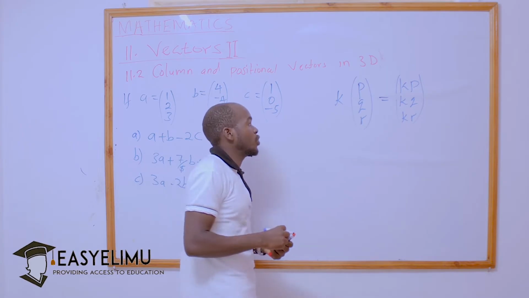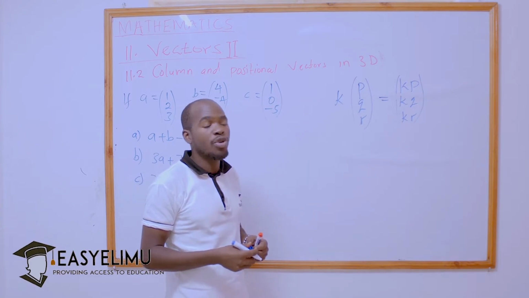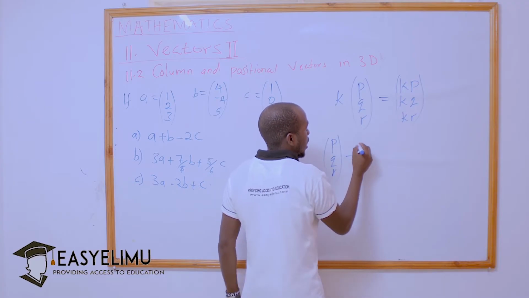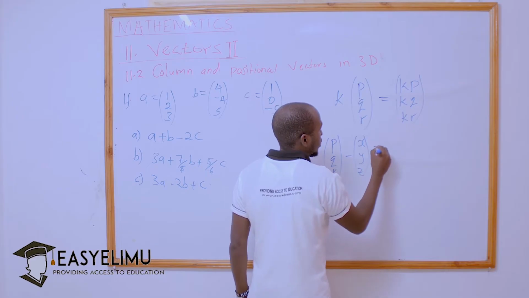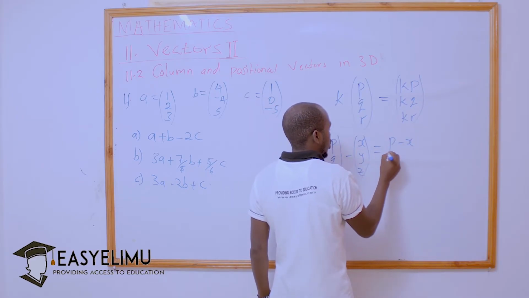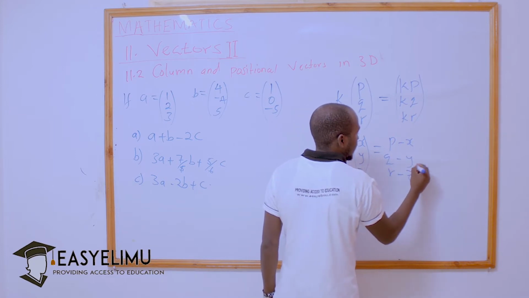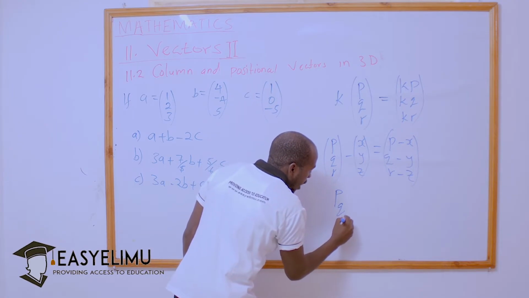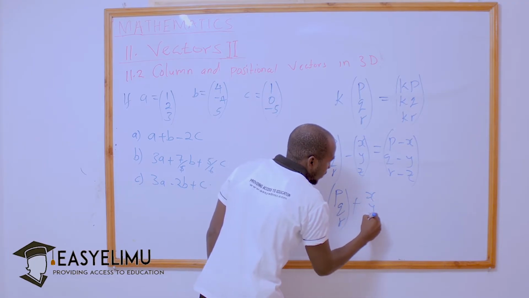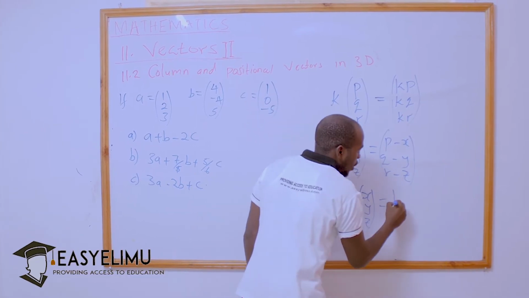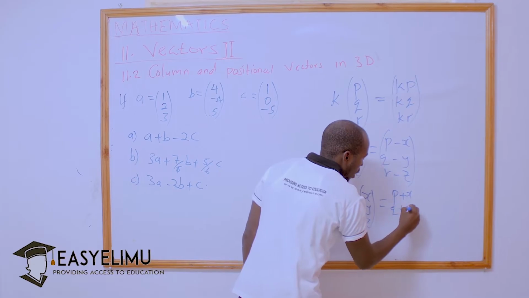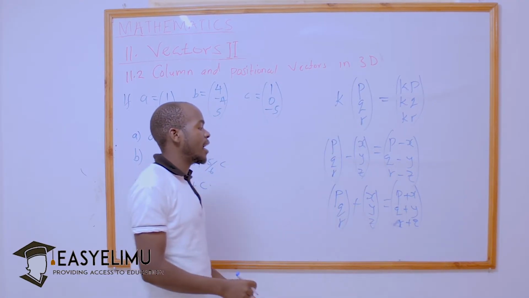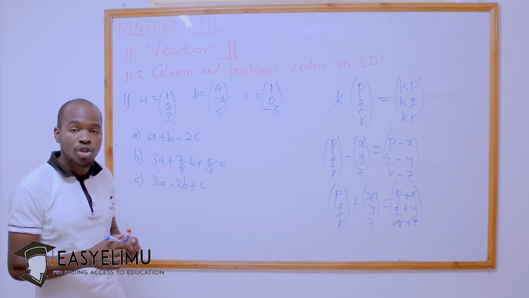And in case you are doing subtraction, we have seen in terms of displacement how you do it. If you have P, Q, R and you are subtracting X, Y, Z, your value will be P minus X, Q minus Y, and R minus Z. But in addition, if you have P, Q, R and you are adding X, Y, Z, your value will be P plus X, Q plus Y, and R plus Z. So that is how we work with the 3-dimensional vector.